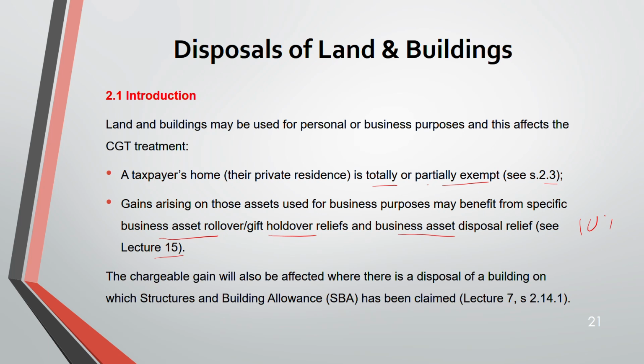Now, the chargeable gain will also be affected when there's a disposal of a building on which SBA has been claimed. This I've also covered in lecture 7, section 2.14. Make sure that you revisit my lecture 7 in case you want to know again how this works. It is just 3% on a straight line basis, for which capital allowance was not claimed. So when you're disposing of a building on which SBA is claimed, the chargeable gain will be affected.